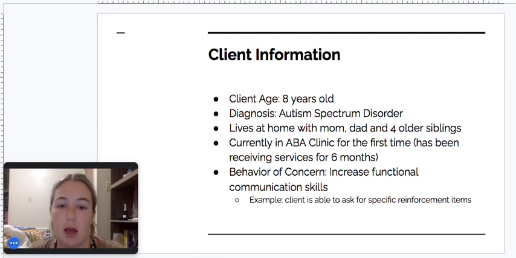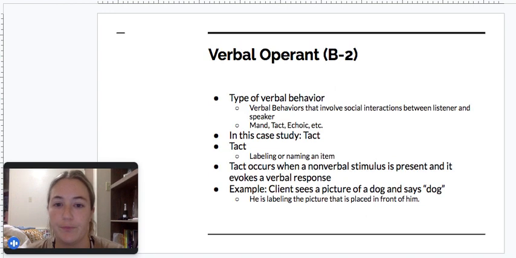8 years old. The behavior of concern for this case study is to increase his functional communication skills. He's very specific about the different reinforcement items that he wants, and he's not always able to tell us what they're called because he doesn't know how to label those things. So we're going to talk about that a little bit for this case study.